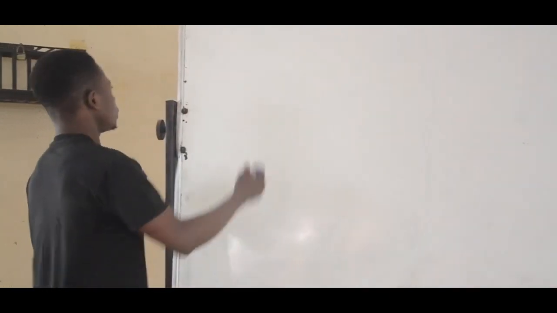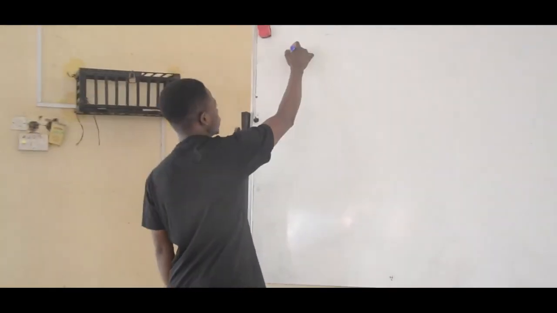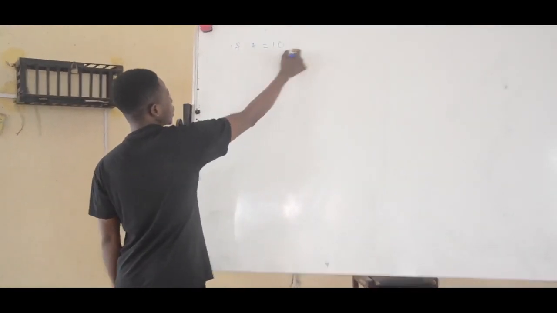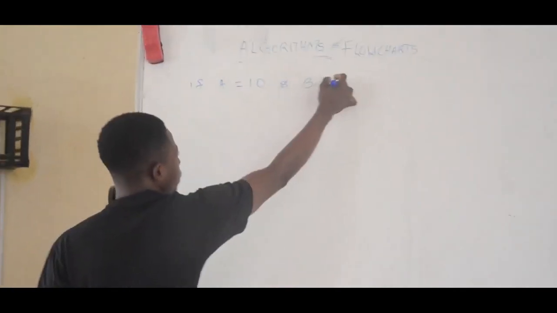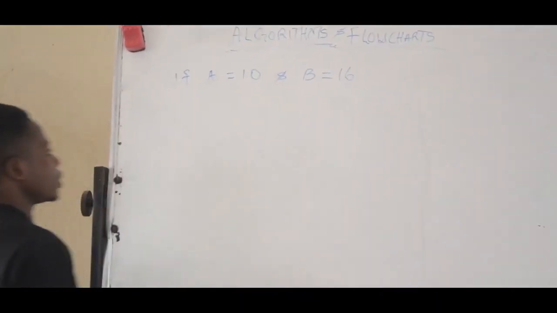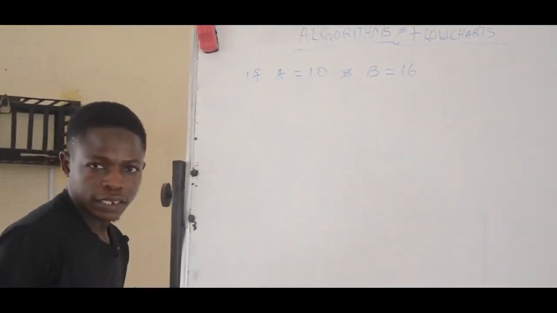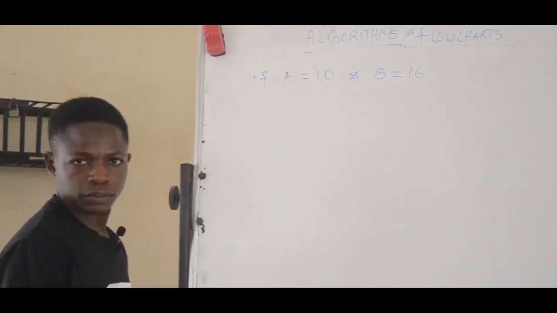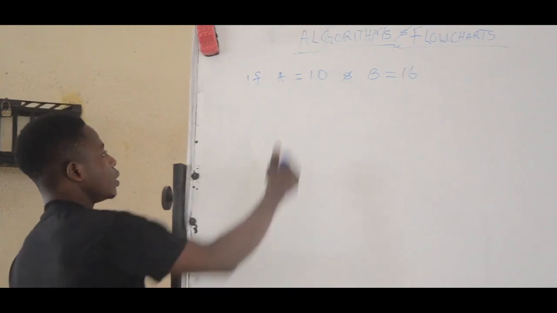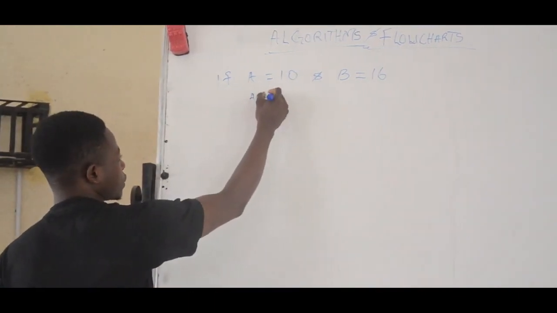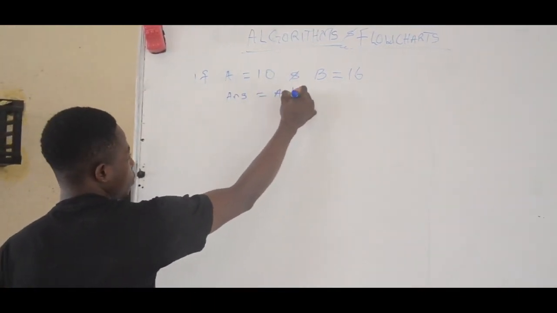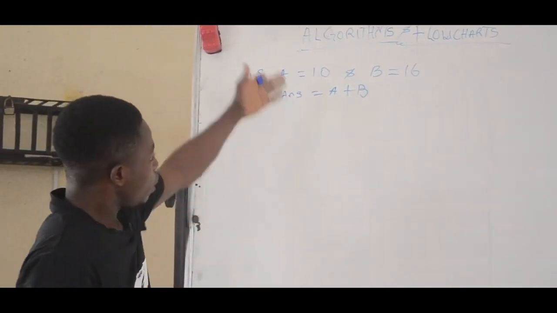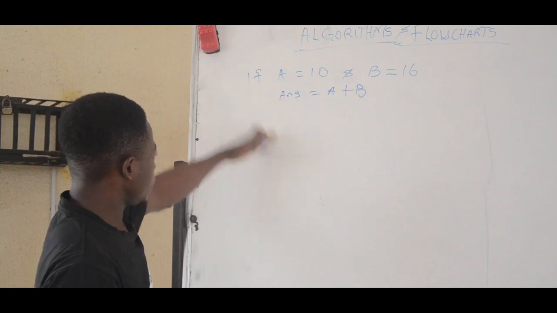like this. He said, if A equals 10 and B equals 16, this is the problem, and he tells you that you should add A and B together and provide an answer. So as you know, representing this mathematically means that answer equals A plus B. So this will give you your answer. With an algorithm, you can solve these problems.